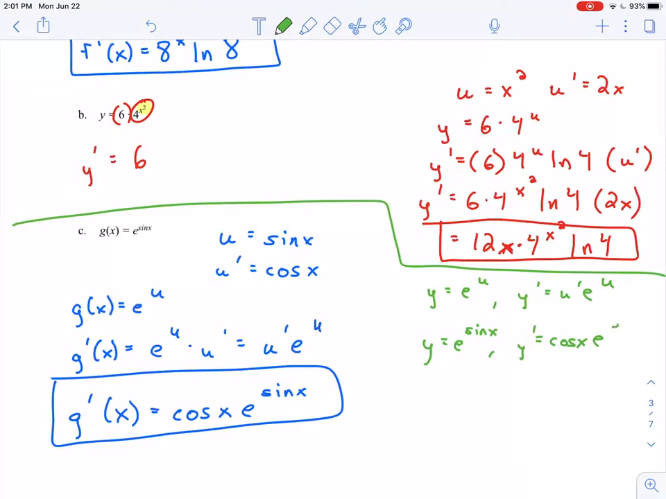So e to the sine of x power, and look at this. I got exactly the same derivative both ways. I have cosine of x times e to the sine of x power. So it doesn't really matter which way you end up deciding to use.